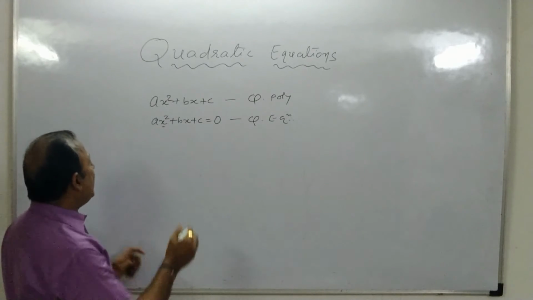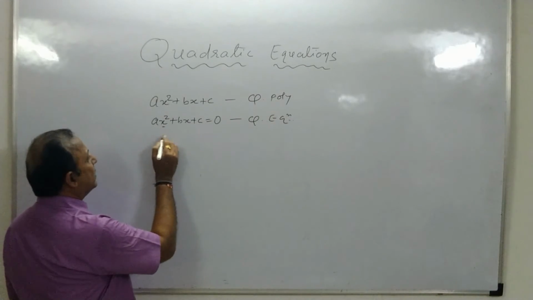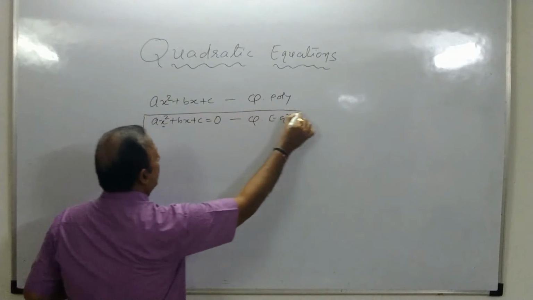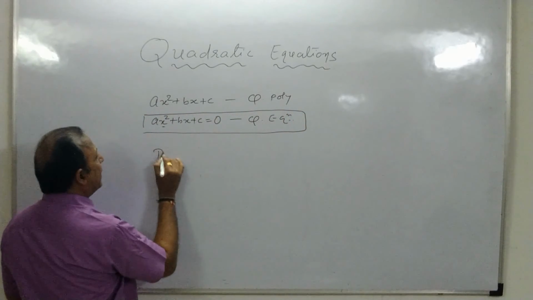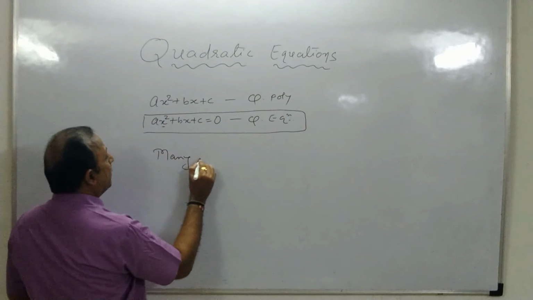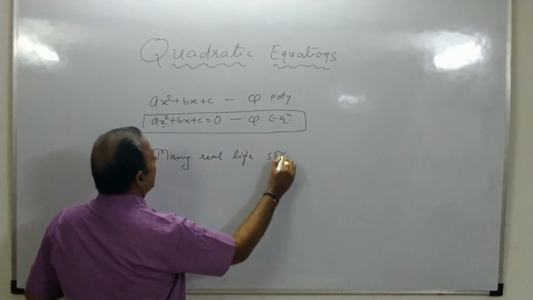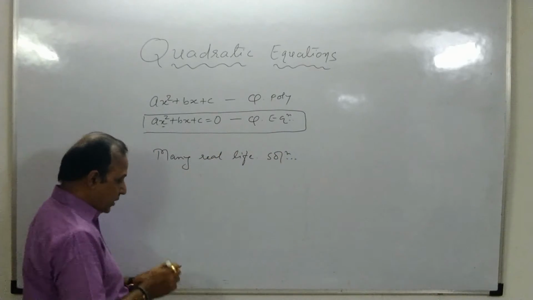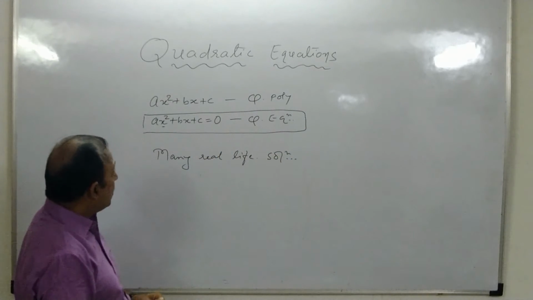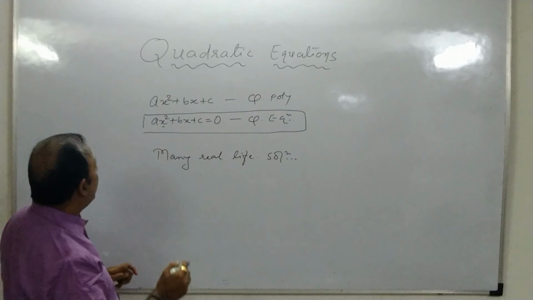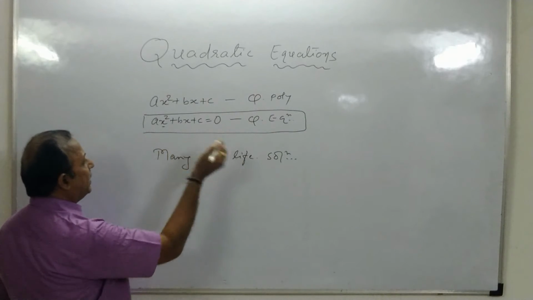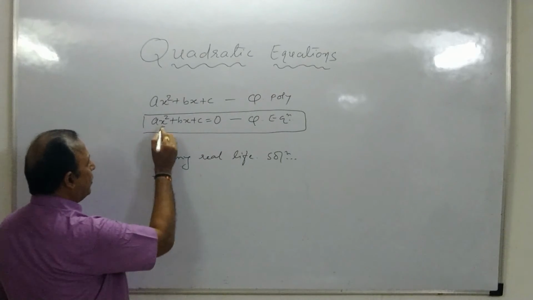Now, many real life situations can be solved by this quadratic equation. You can have many real life solutions by using quadratic equations. So here one thing you have to remember is which equation can be termed as a quadratic equation. I have told you that the highest degree should be 2.